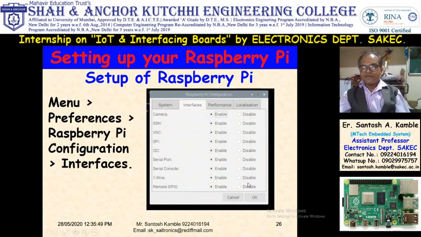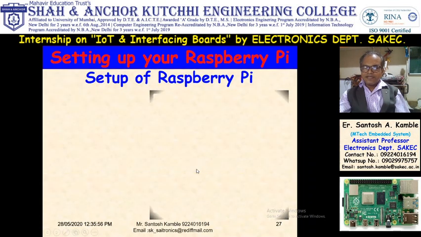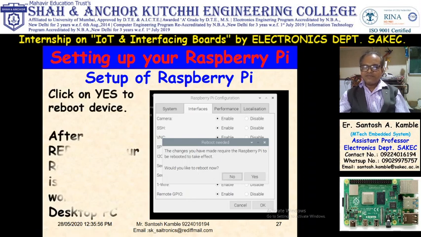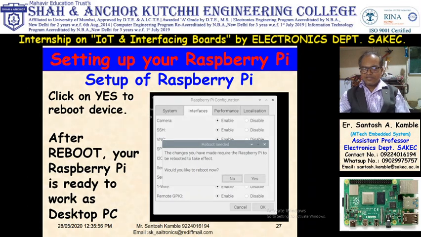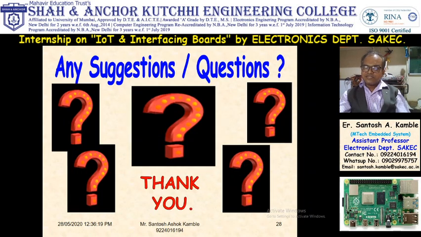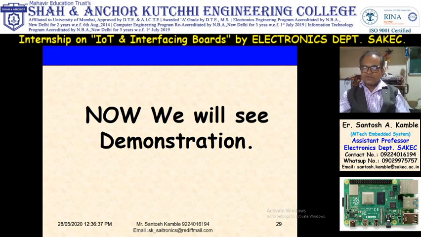Then you have to do the configuration. Configuration is very important. In the menu, press Raspberry Pi Configuration, and then click on Interfaces. Enable all devices: camera, SSH, VNC, SPI, I2C, serial port, all devices you have to enable. And then you have to restart the system again. After your restart, your system is ready to work as a desktop PC. So this is a brief introduction about how to install the OS in Raspberry Pi. This is the traditional method. Next session we will see the headless method. So we'll see the demonstration.